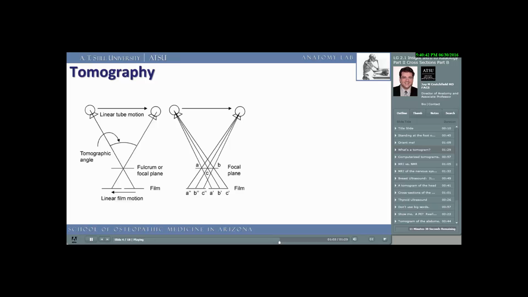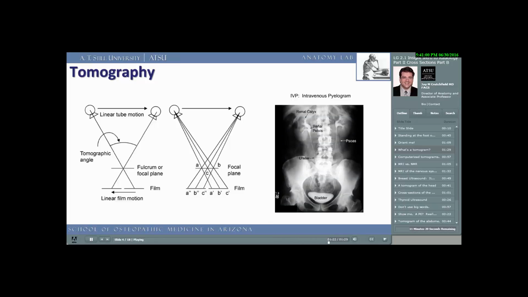Perhaps the best example, look this up on YouTube or on Google, look at a study called an IVP. IVP stands for intravenous pyelogram. Basically, this is a tomogram focused on the kidneys and the collecting system of the human body. Here's an excellent example of tomography. It's an example of an IVP. You can see the kidneys, the ureters, and the bladder, but all other anatomical structures are blurred out.